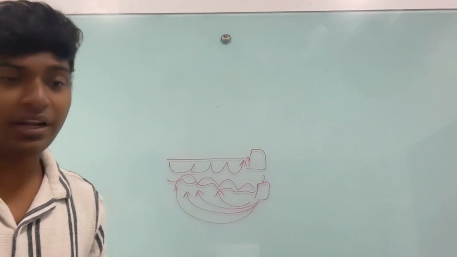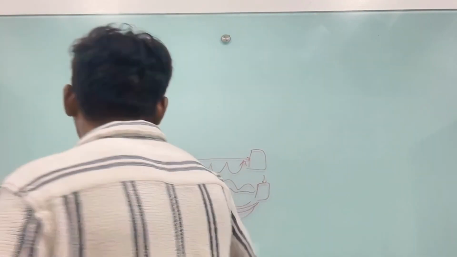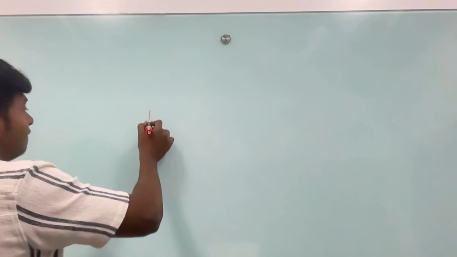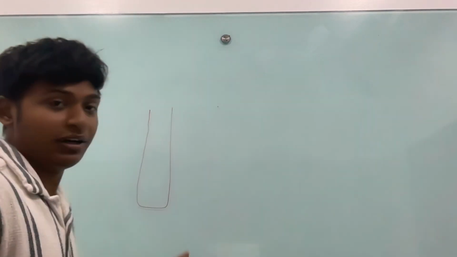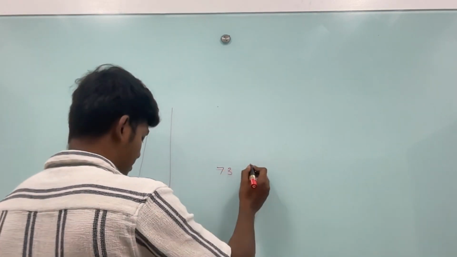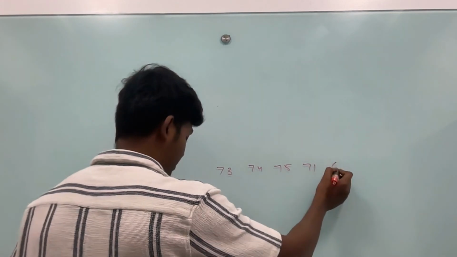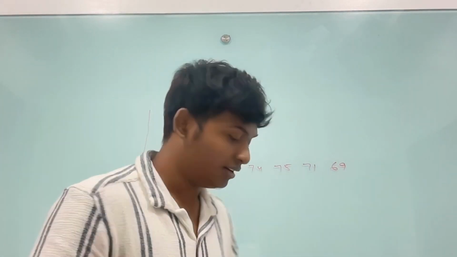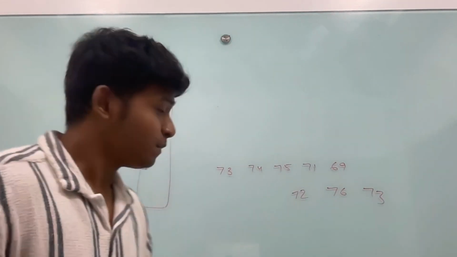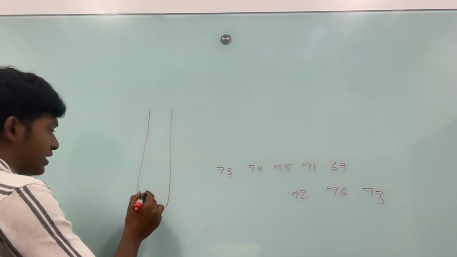So for storing past sequences, we can use a stack. Or you can also use the hint that the last 2 problems in the daily challenge were based on stacks. So you can use stacks here. So we'll take a stack and we'll take the elements. So let's take these elements. So we have 73, 74, 75, 71, 69, 72, 76, 73.